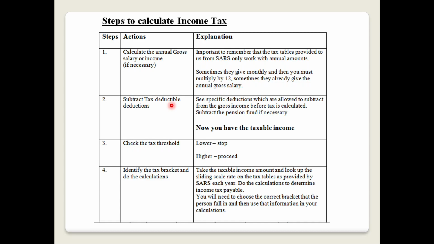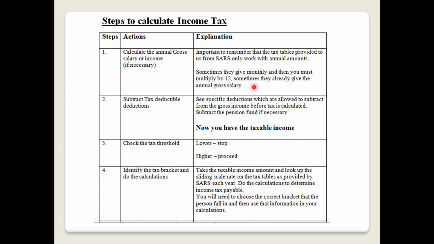Grade 12s, you must remember, you have your gross annual salary, and SARS would like to give the person some relief. So remember, the bigger the amount you take to the tax table, the more tax you're going to pay. The aim is to get your taxable income as small as possible, and therefore we want to deduct whatever we are allowed to deduct. Because the bigger that amount, the more tax you're going to pay.